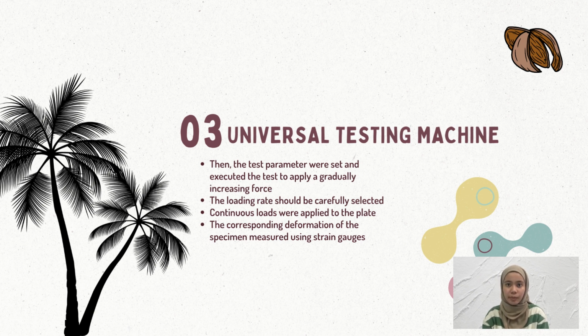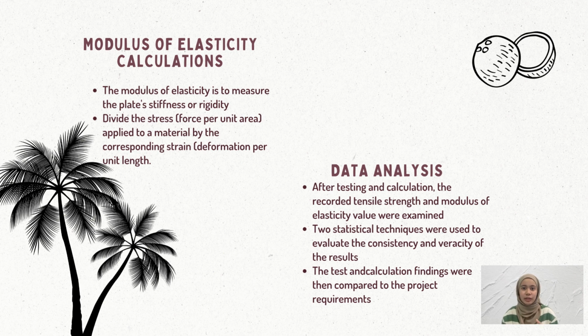Continuous load was applied to the plate. The corresponding deformation of the specimen was also measured using a strain gauge. The test was repeated until the plate attained its maximum load-bearing capacity. First is the modulus of elasticity calculation. The modulus of elasticity is to measure the plate stiffness or rigidity. To calculate it, we have to divide the stress, which is force per unit area applied to a material, by the corresponding strain, which is deformation per unit length.